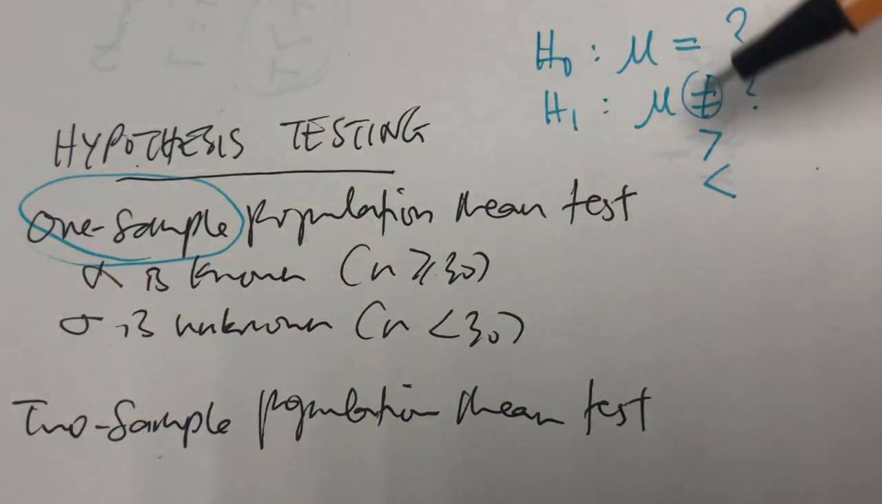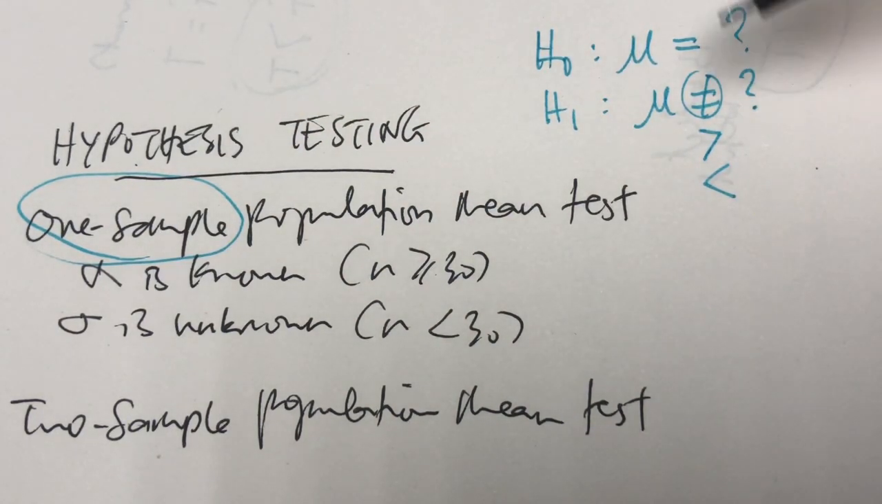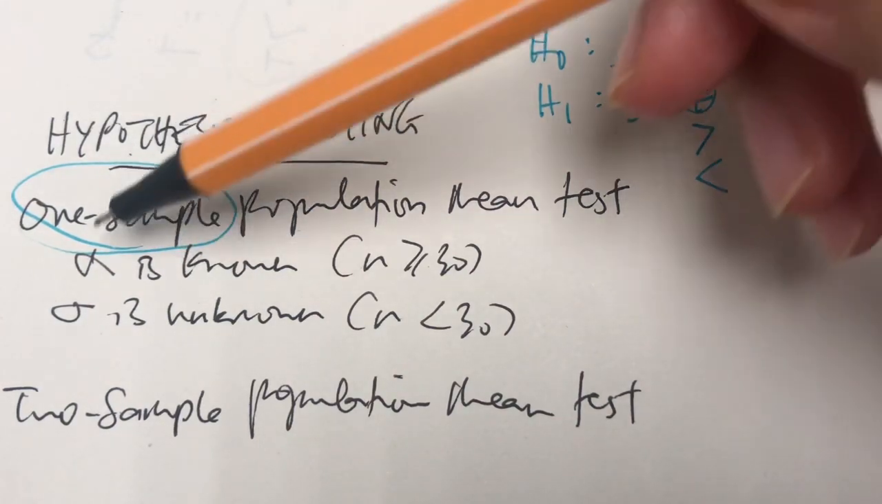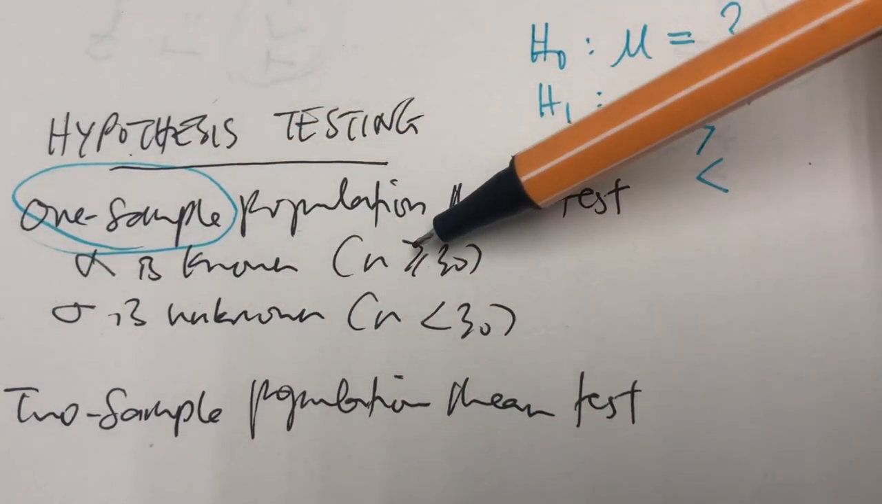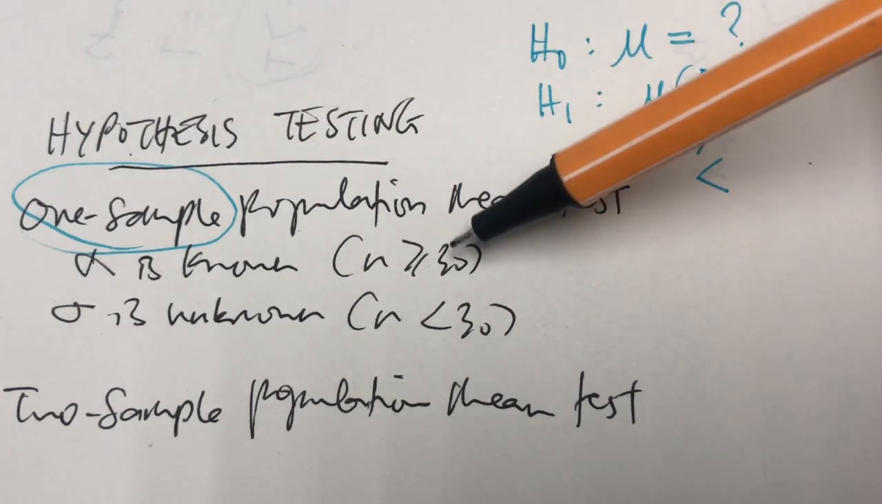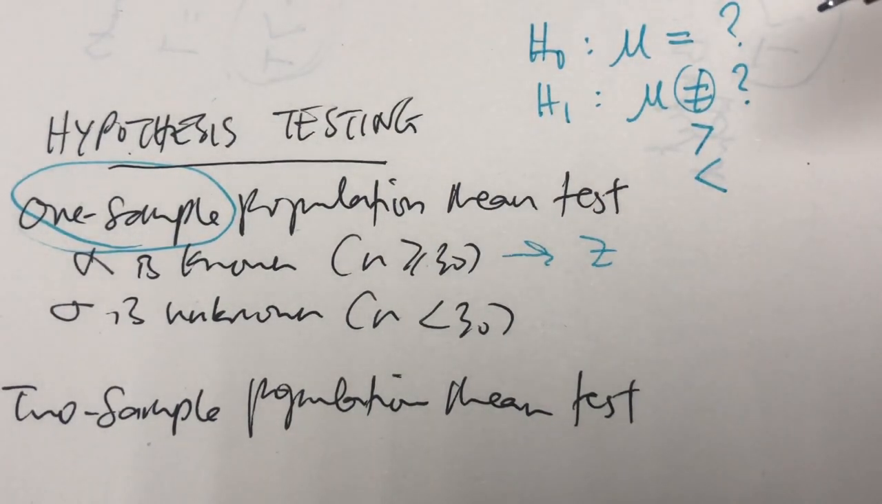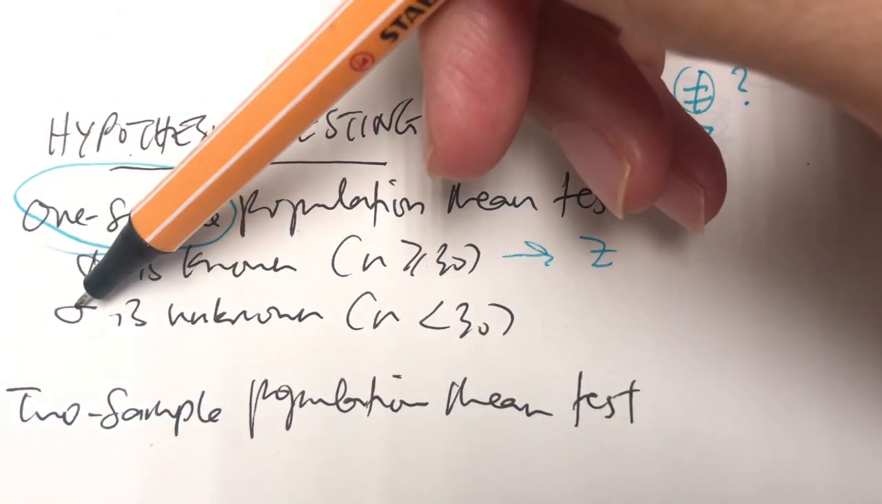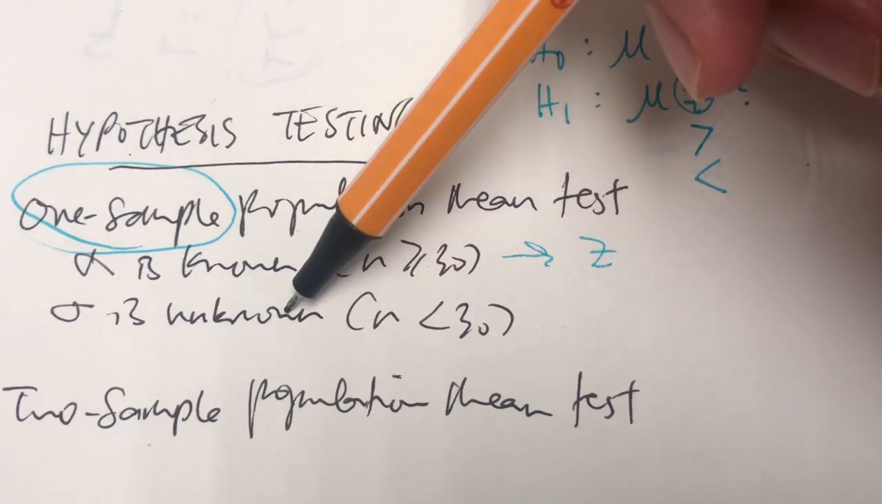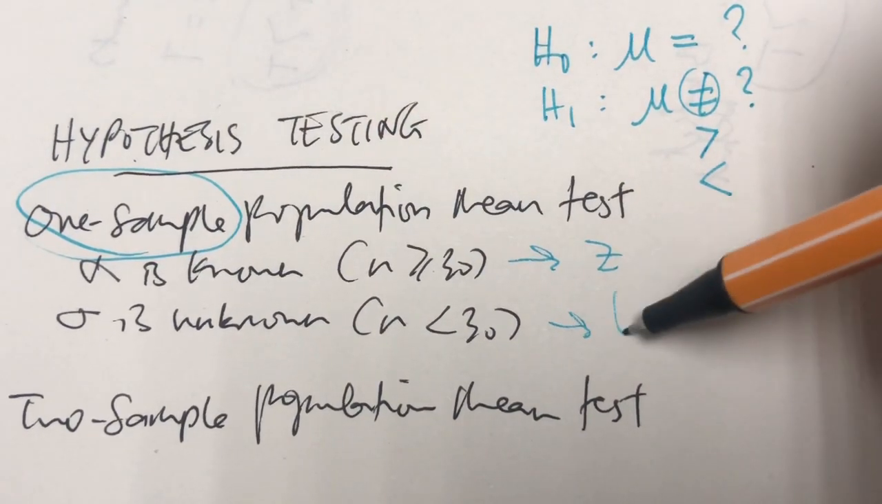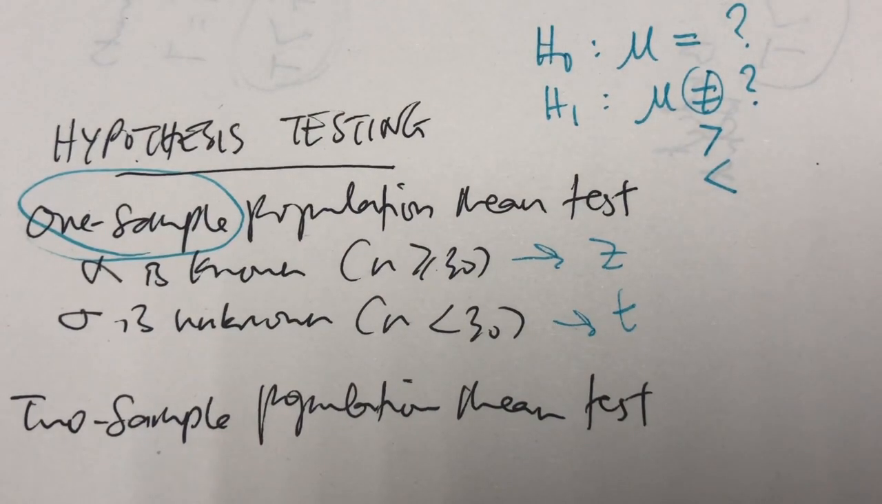Now, of course, these tests can either be in the cases of when we know the population standard deviation. Normally when we know the population standard deviation, the case is also where we have a large sample size. So this is the case where we used Z as our test statistic. And then there's also the case when we don't know the population standard deviation. That is also normally the case when we have a small sample size. And here is when we use the T as our test statistic.